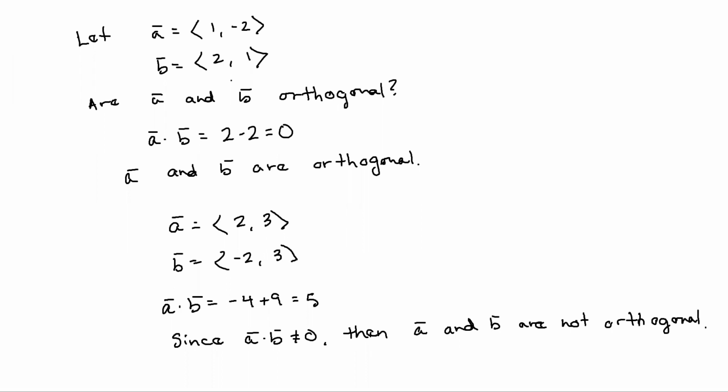Okay, and so that's property 2. The dot product gives us a test to go through and check for orthogonality. All right, so for two vectors to be orthogonal, their dot product has to be 0. So if it's not 0, then we know that they're not orthogonal.